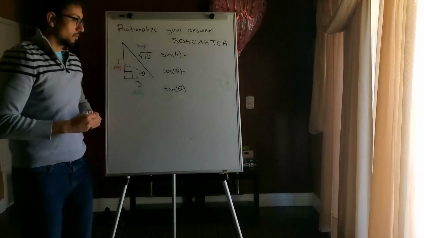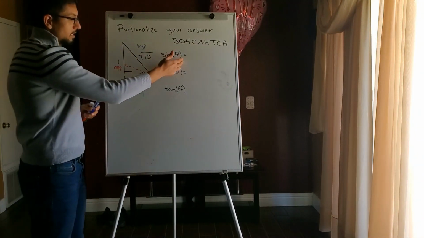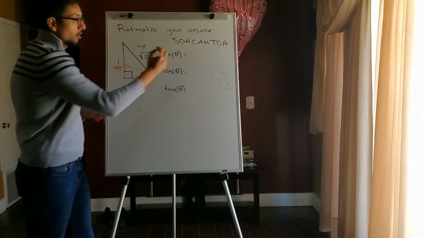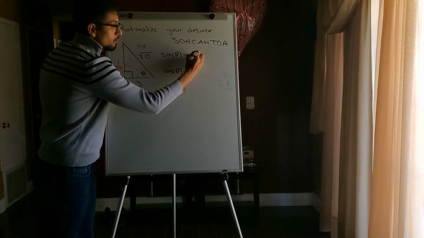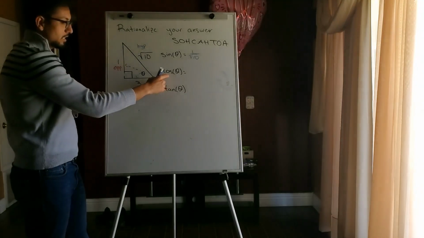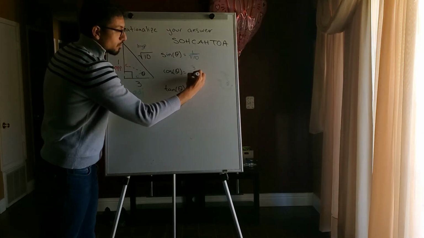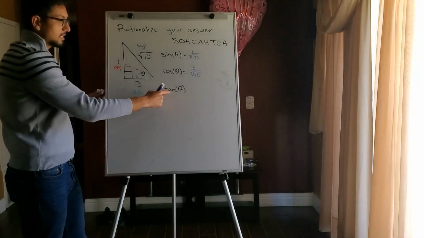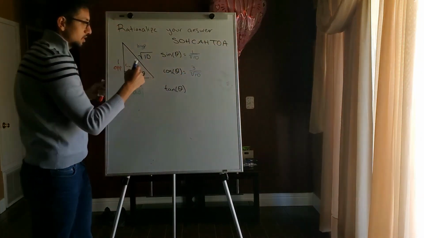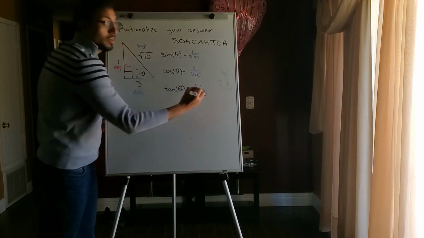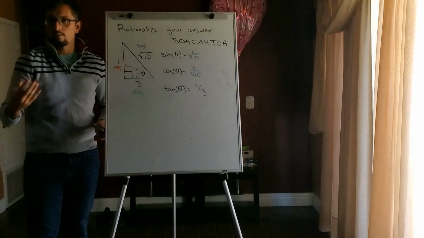All right. So sine, based on SOHCAHTOA, is opposite over hypotenuse, so that would be 1 over the square root of 10. Cosine is adjacent over hypotenuse, which is 3 over the square root of 10. And tangent is opposite over adjacent, which is 1 over 3. Okay, those are my three trig ratios.